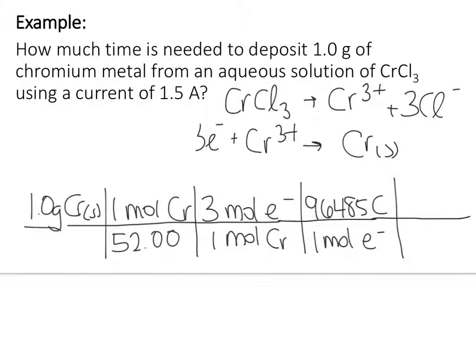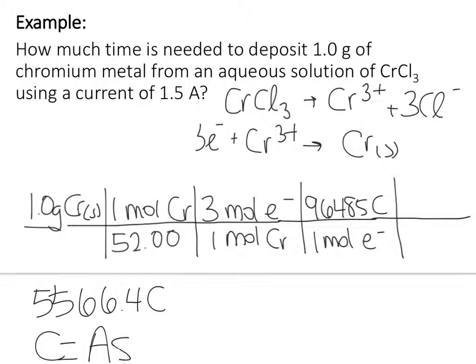All right, so when you multiply those out, you'll get to coulombs. And then what we're going to do is plug that into our ampere and second equation. So put those in your calculator, a little bit long, but you get 5566.4 coulombs. Okay, and we know that our equation is that coulombs are equal to amperes times seconds, which means we might as well add that into our equation. So that will equal 1.5 amperes times our seconds.